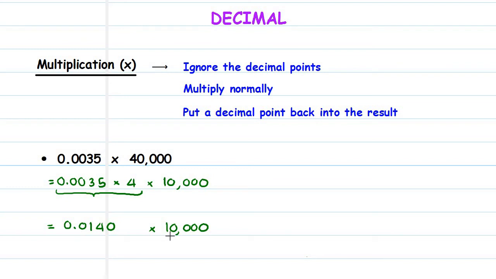And we see that 10,000 has 4 zeros. So we can move the decimal point to the right 4 times. 1, 2, 3, 4. And the answer must be 140.